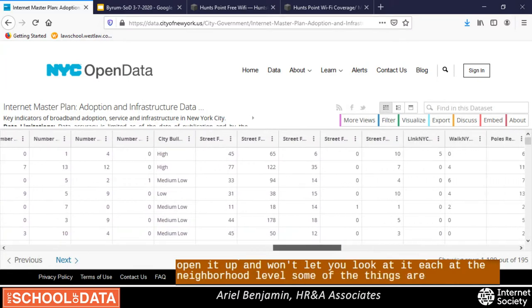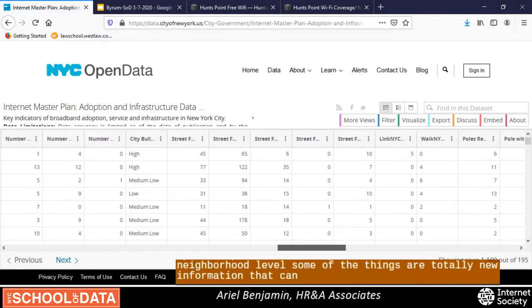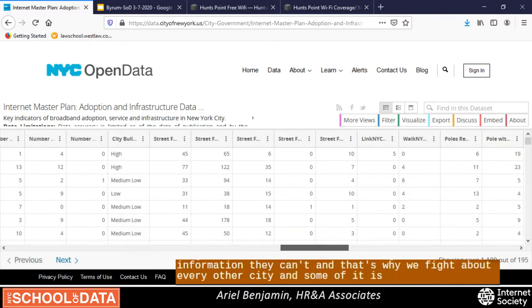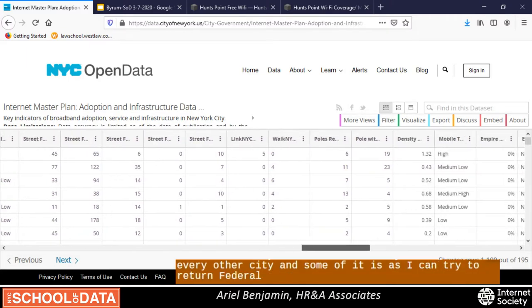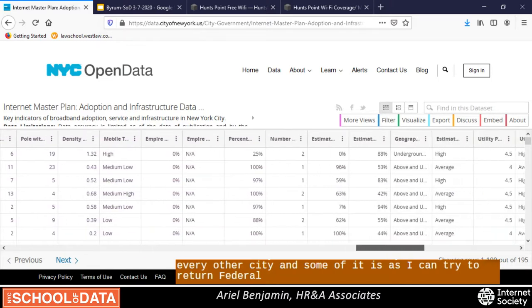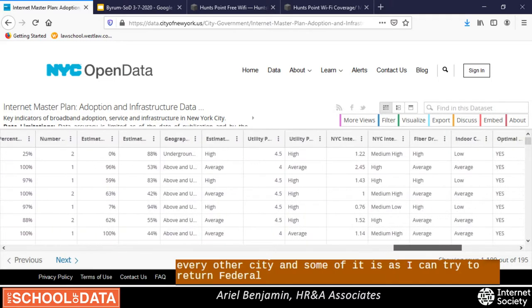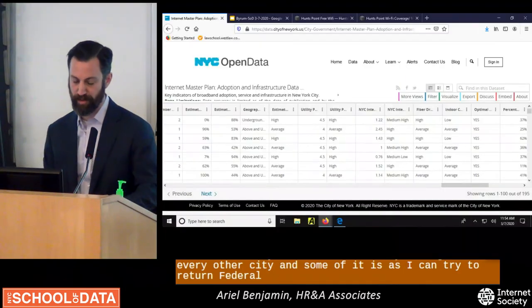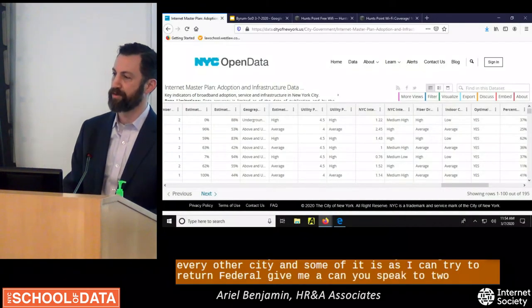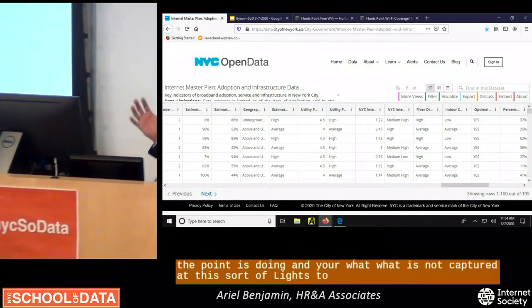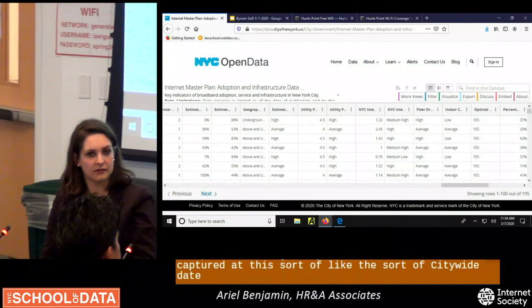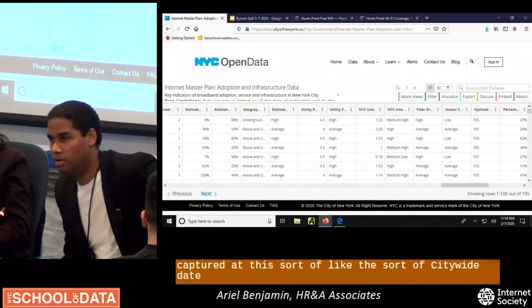Some of the things are totally new information that you can't necessarily find about every other city, and some of it is, as Ariel and Greta were saying, federal data that's been analyzed at the local level and put into a form that people familiar with open data would be able to use. I do want to ask, Yamil, can you speak to what the Point is doing, and what is not captured at this sort of citywide data level that you see at the neighborhood level?